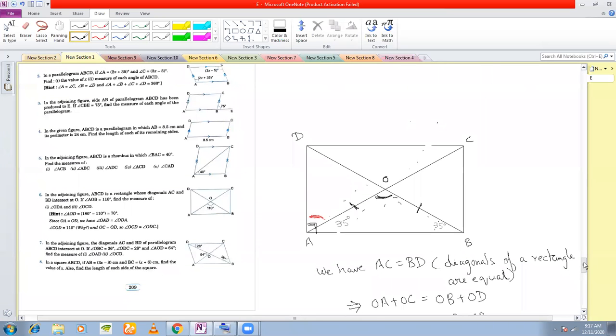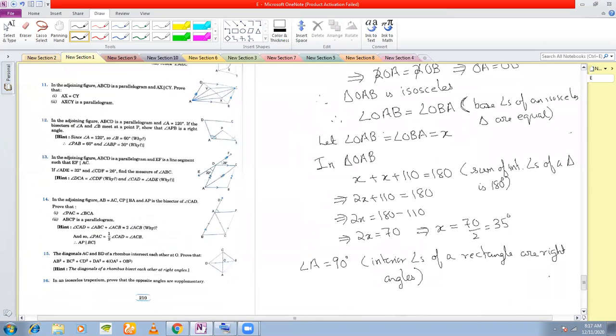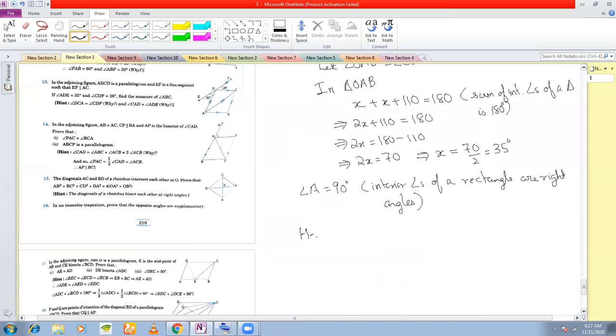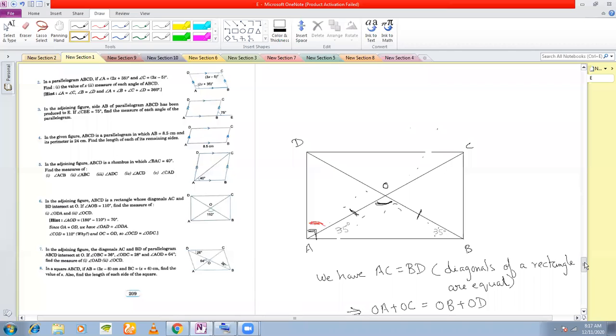So we were required to find out angle ODA. Hence, angle ODA is equal to 90 minus 35, which is 55 degree. Fine. That's it. You have found out this angle. Next, let's see what is the next angle.